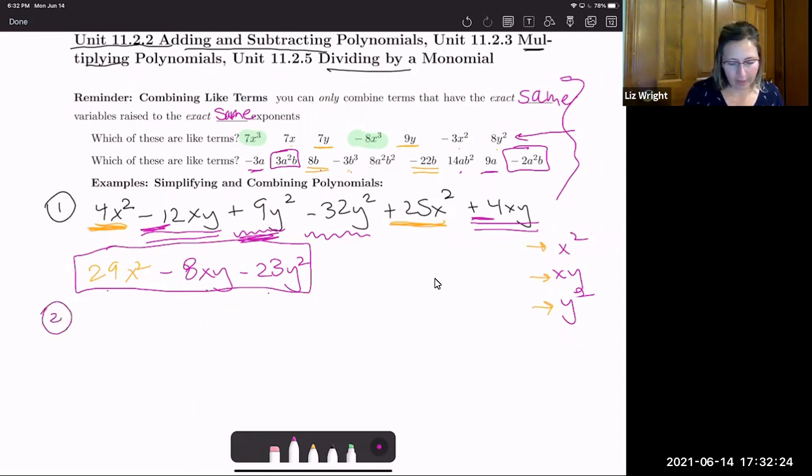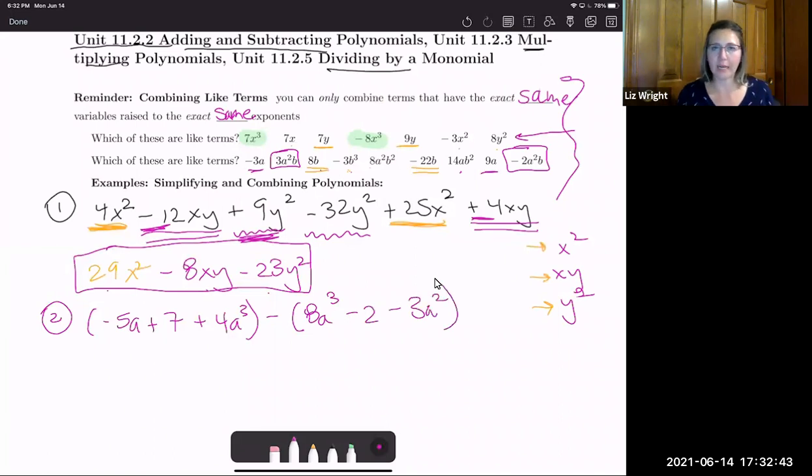So if we have a quantity of negative 5a plus 7 plus 4a cubed, minus the quantity of 8a cubed minus 2 minus 3a squared. And again, we're just asked to simplify and combine these. So let's first look at our first set of parentheses. Is there anything for us to combine? Are there any like terms? And the answer to that is no.